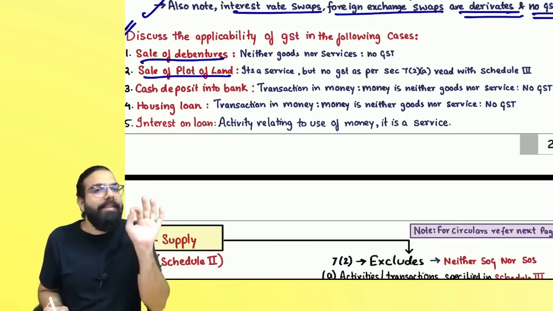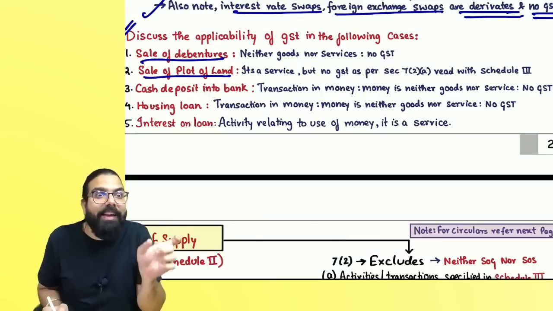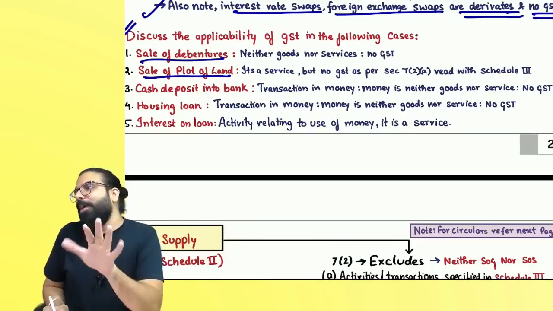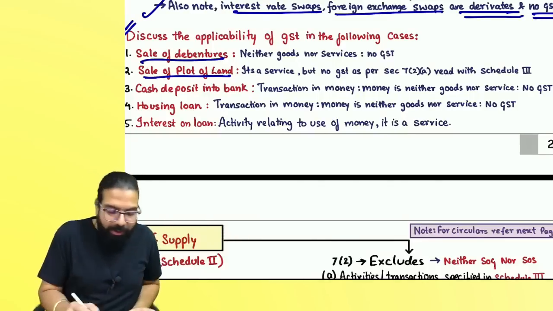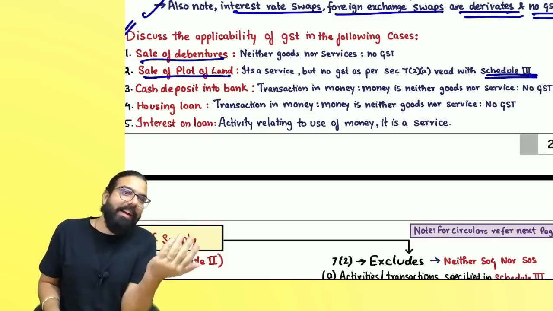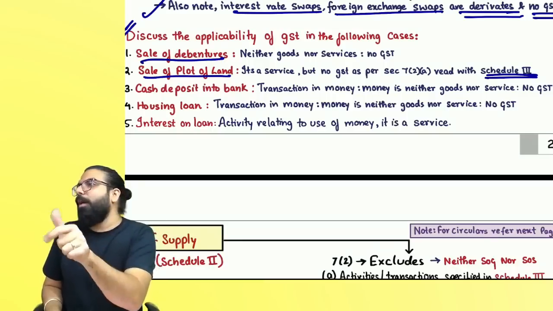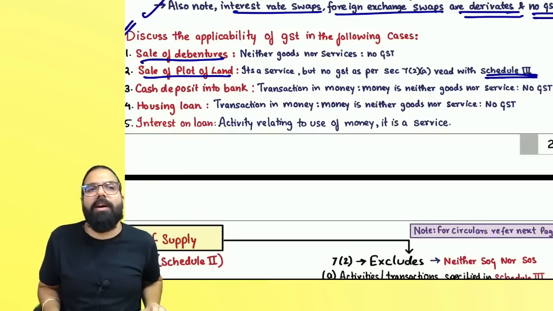Plot of land. Land is immovable property. But sir, when you read the supply chapter, it says sale of land is neither supply of goods nor supply of service. When you read Schedule 3, you will learn that although land is immovable property, on sale of land GST will not come because it is neither supply of goods nor supply of service.